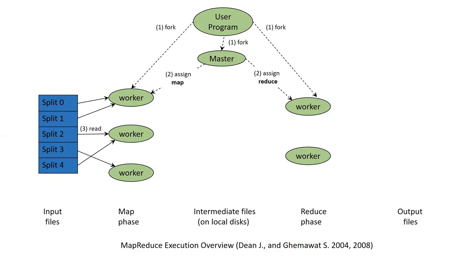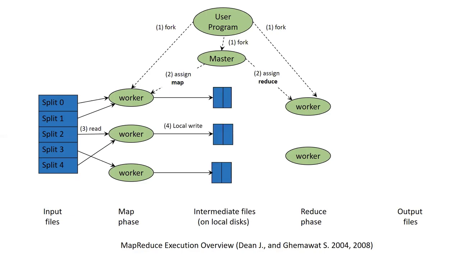The intermediate key value pairs produced by the map functions are buffered in memory. Periodically, the buffered pairs are written to local disk, partitioned into regions by a partitioning function. The locations of these buffered pairs on the local disk are passed back to the master, who is responsible for forwarding these locations to the reduce workers.